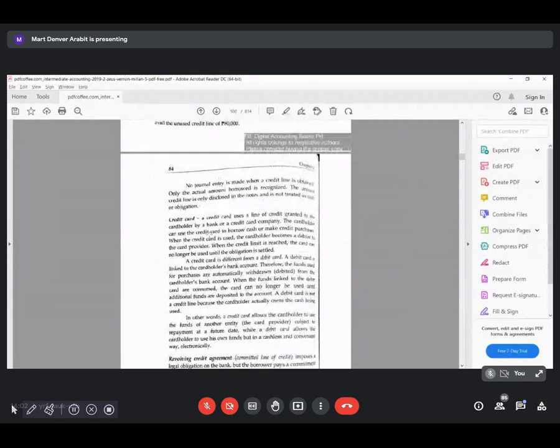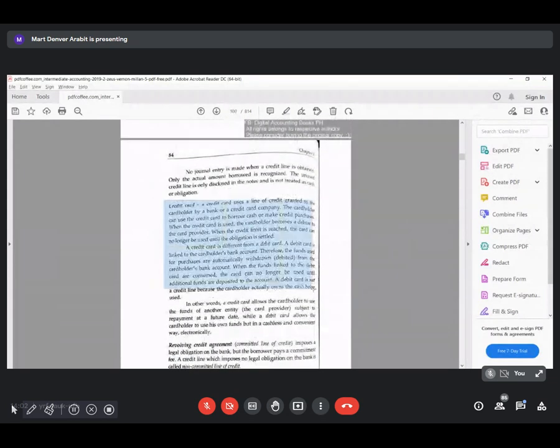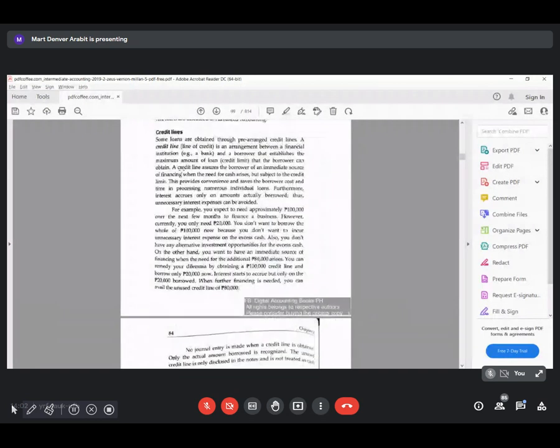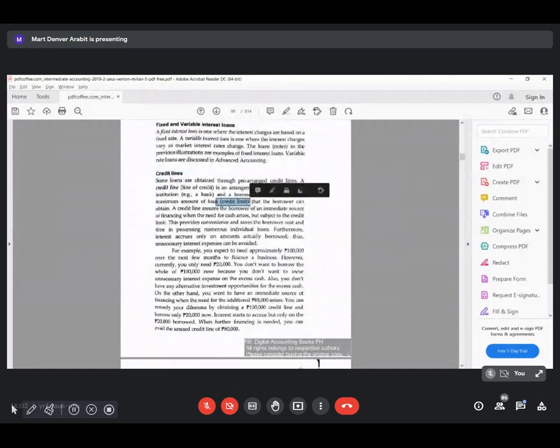So, for credit card, yes, same application lang. So, debit card, alam naman natin, ito yung mga ATMs na kung ano lang yung laman, siya lang yung pwede mong ma-withdraw. Unlike credit cards na kahit hindi mo pa siya pera or hindi mo siya na-earn, pwede mo na siyang i-spend using these credit lines or these credit limits. Okay.